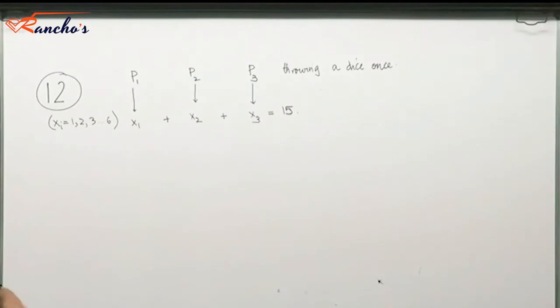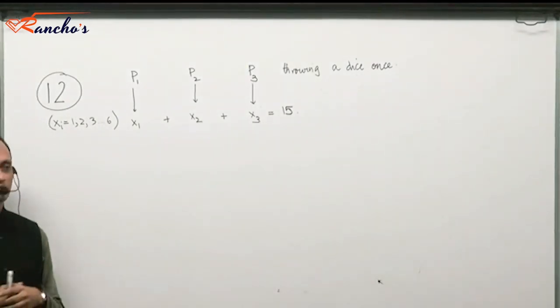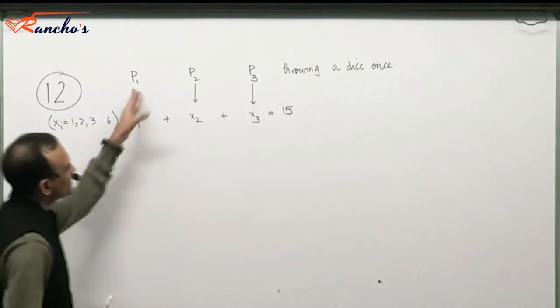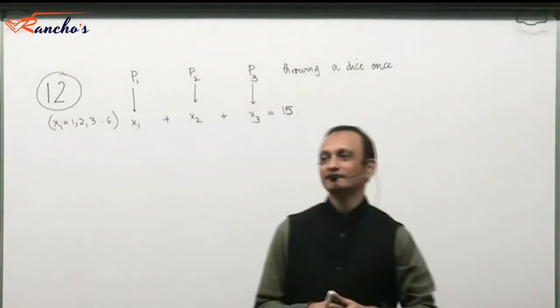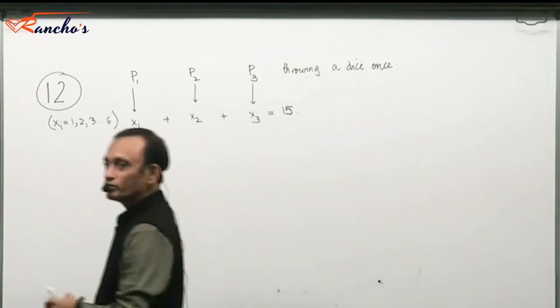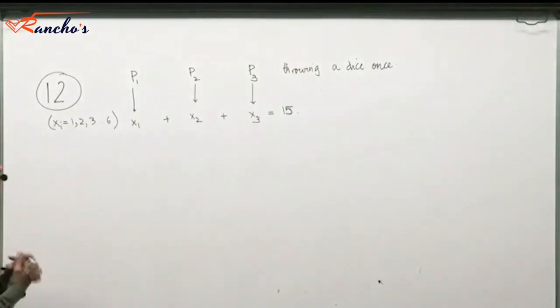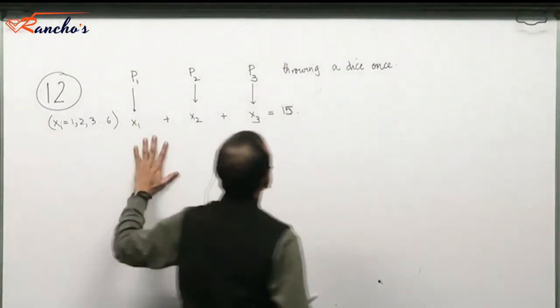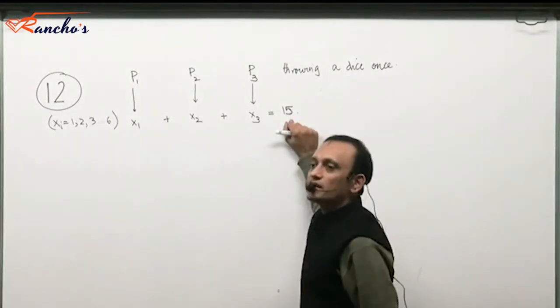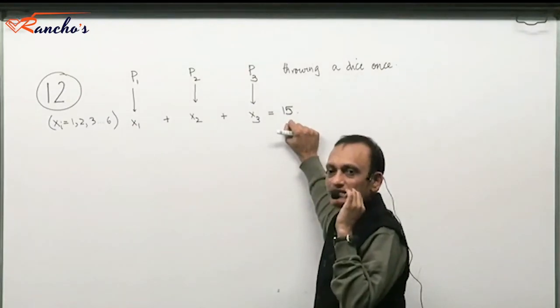So then, one last problem to make your new year happier. There are these 3 people gambling during the new year, throwing a dice each, and they're throwing the dice in a manner that their sum adds up to 15.